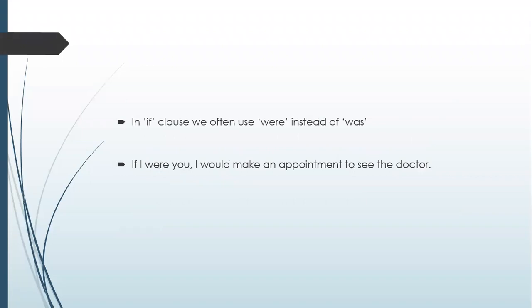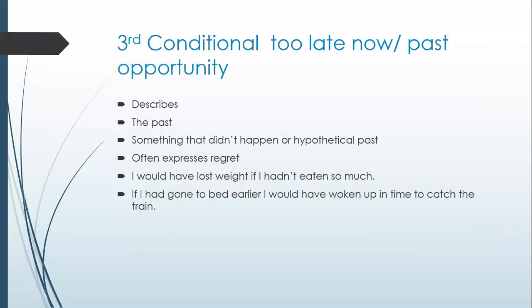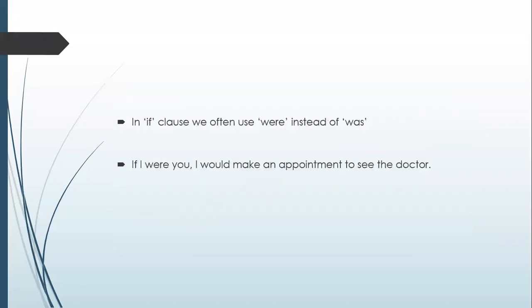In the if clause, we often use were instead of was. Now, in the second condition, we often use were instead of was. You have often heard certain sentences like this: if I were you, I would make an appointment to see the doctor. And you have wondered why were is used over here. If I am you, why is it not used like that? If I was you, why is it not used like that?